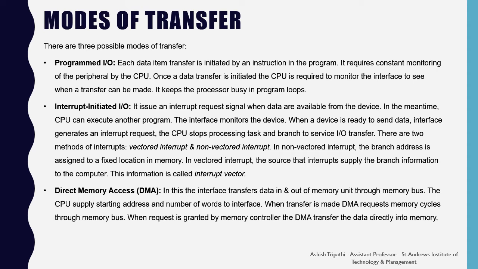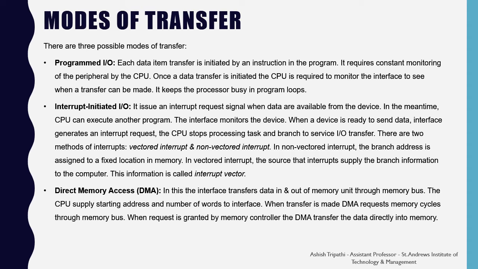There are two types of interrupt. One is the vectored interrupt, the other is the non-vectored interrupt. In the non-vectored interrupt, you have a fixed interrupt which is going to execute the input output. But in a vectored interrupt, there is a series of interruptions in which the starting address is passed to the CPU and then it follows one after the other.